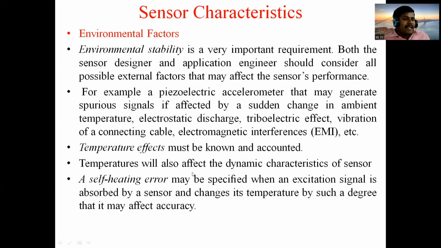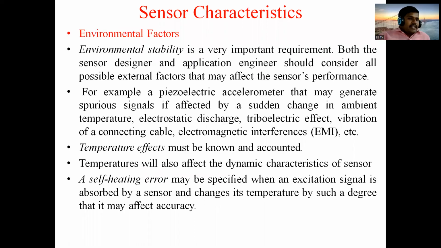Temperature will also affect the dynamic characteristics of the sensor. Again, the next environmental effect is self-heating error. So somewhat that equipment will also self-heat. So this is self-heating error. It may be specified when the excitation signal is absorbed by the sensor and changes its temperature to such a degree that it may affect accuracy, right? If that equipment is self-heated, it affects the accuracy of the sensor performance or the output of the sensor.